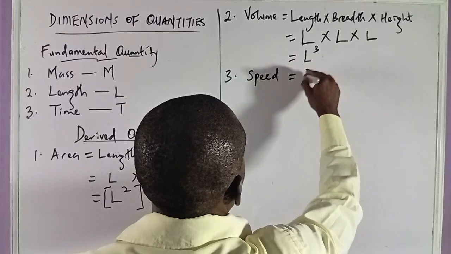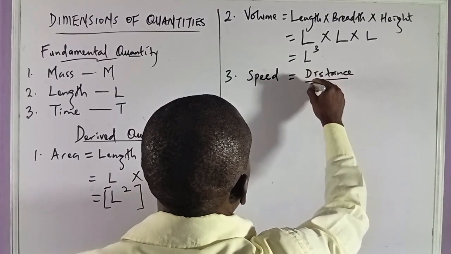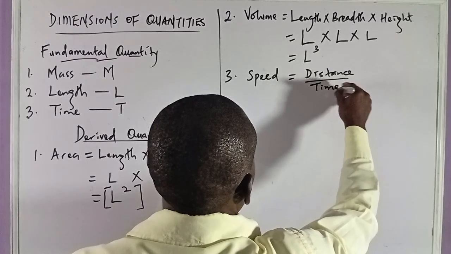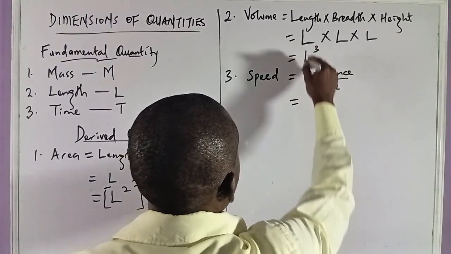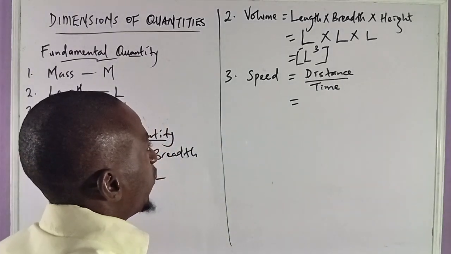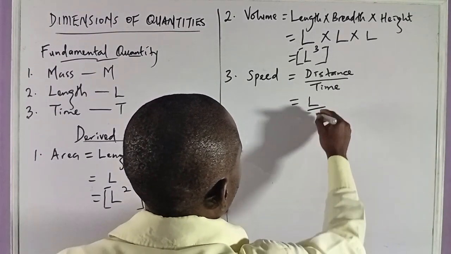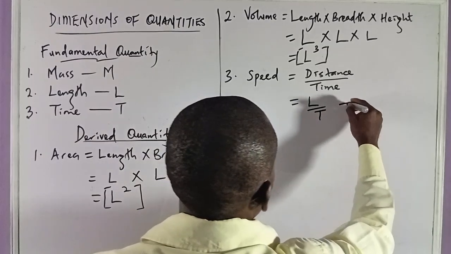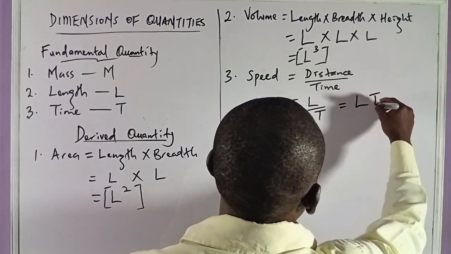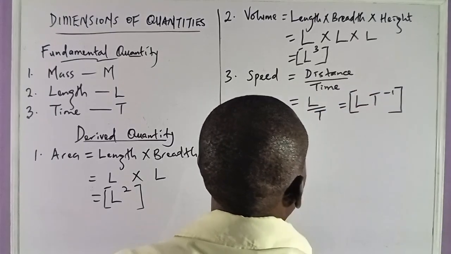The third is going to be speed. Speed means distance divided by time. So we are going to represent our distance by L, because distance is a form of length, and the time by T. Therefore, we are going to have L by T. That means length per time.